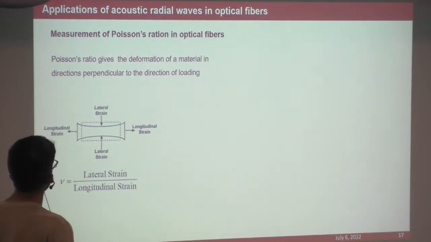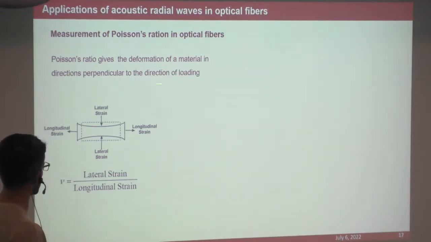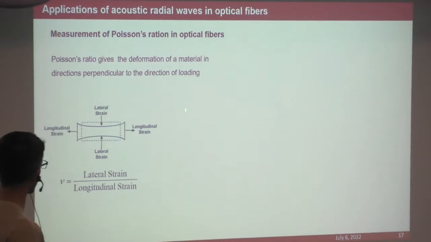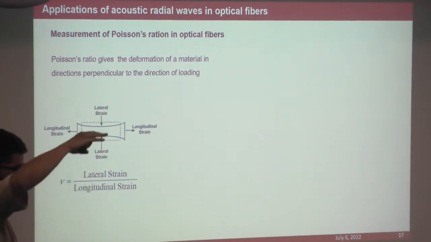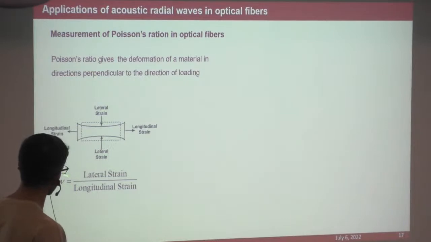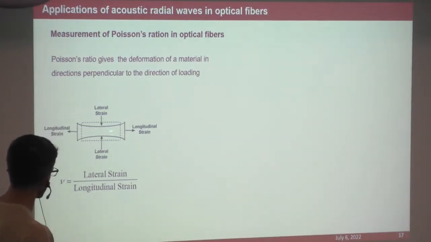For example, we can measure Poisson ratio in optical fibers. Poisson ratio gives the deformation of a material in directions perpendicular to the direction of loading. Let's say this picture. If we apply a strain in a material in a given direction, in the other direction there will also be a strain, but with the opposite sign. So the Poisson ratio is the ratio between these two strains.